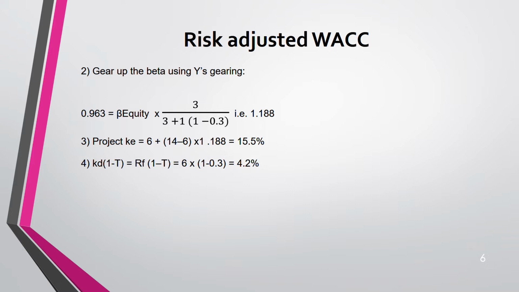Cost of equity is over, cost of debt you need. That is simply 1 minus tax. So your risk-free rate is 6%. Just take 1 minus tax, which is 4.2%.